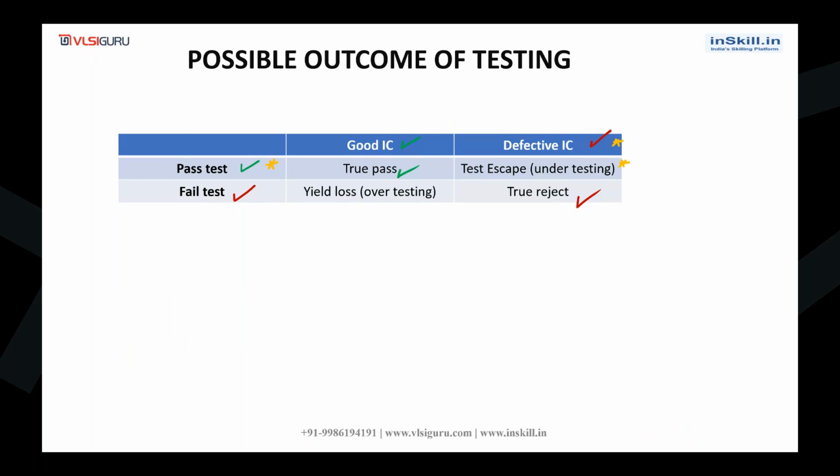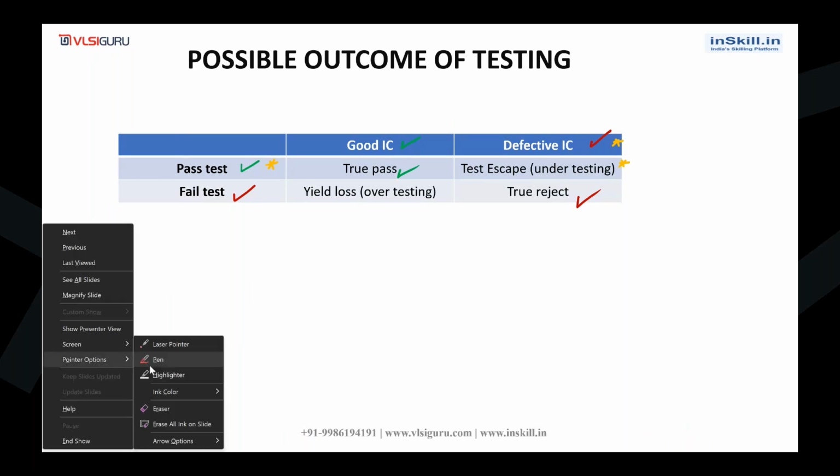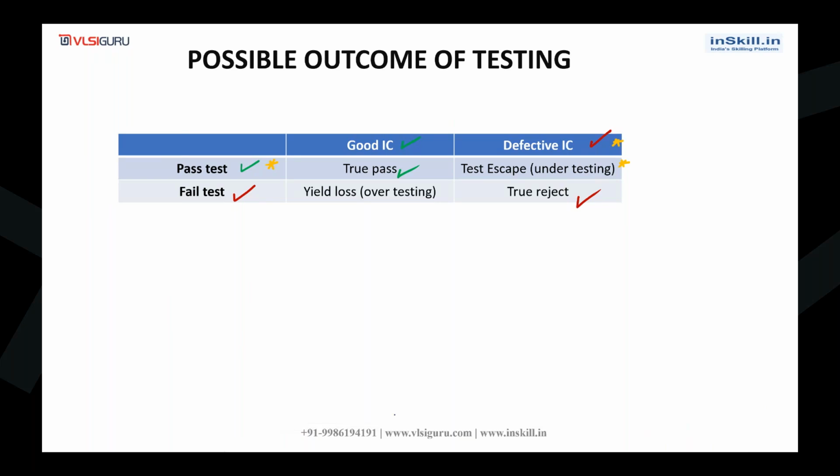And if a good IC fails the test, it is called yield loss. It is also called over testing.